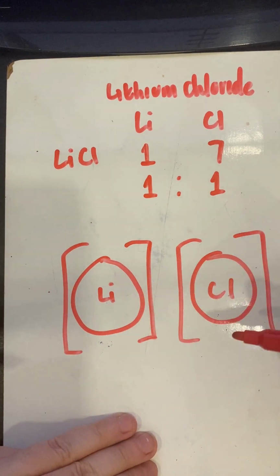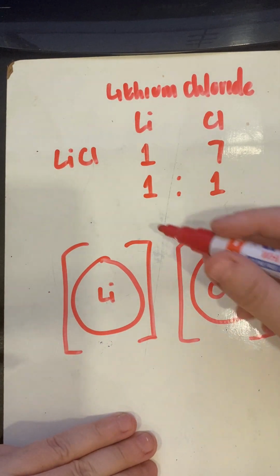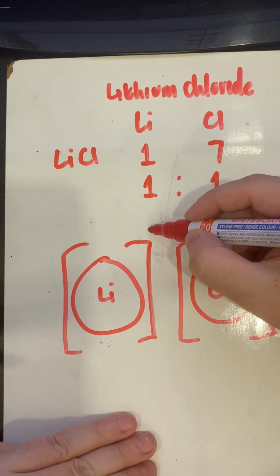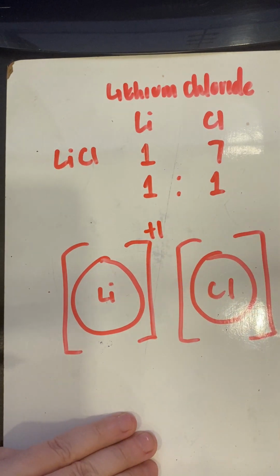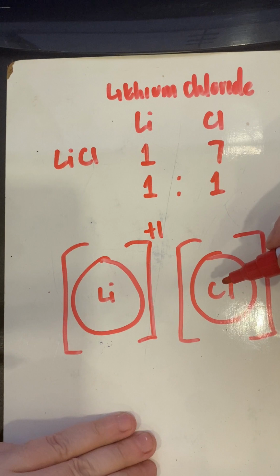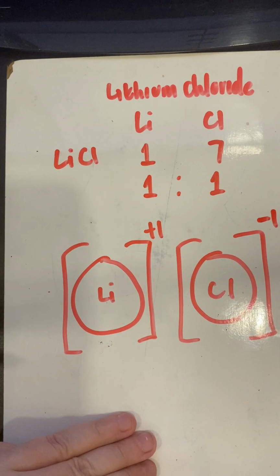Lithium has given away 1 negative electron. Therefore, it has a +1 charge. Chlorine has gained 1 electron. Therefore, it has a -1 charge. Now we draw only the outer shell electrons only.